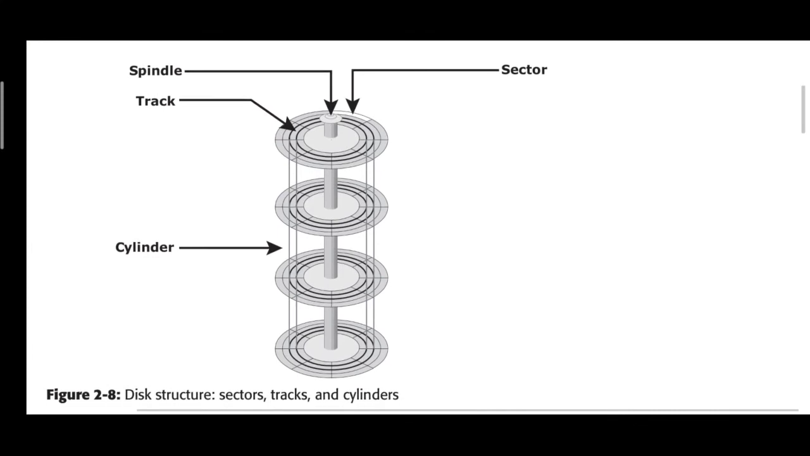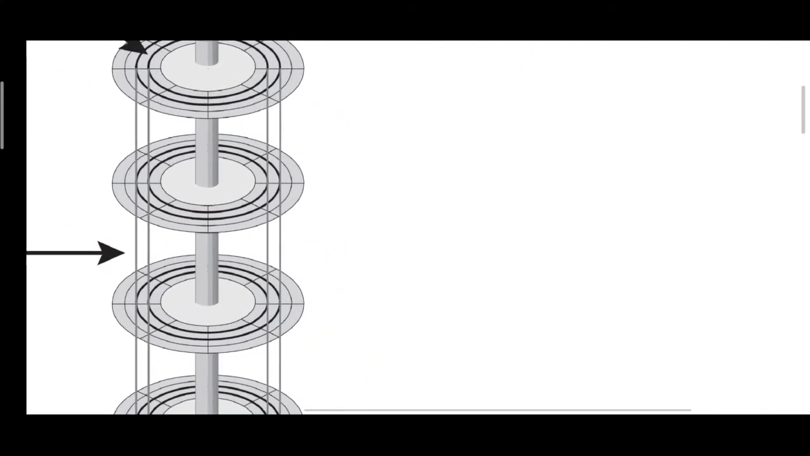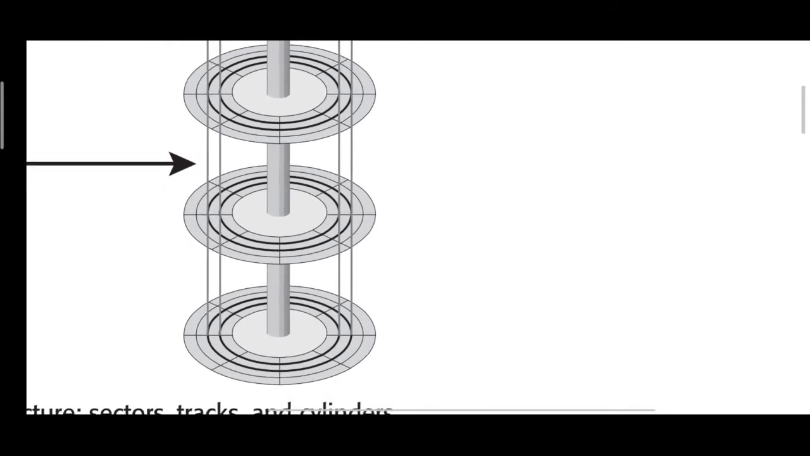Another diagram of the same disk structure: sector, track and cylinder. Just now I told you sector and track, followed by cylinder. Cylinder means your HDA component, with its set of platters clubbed together in the form of a cylinder.